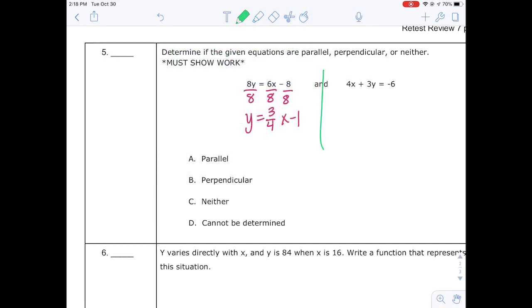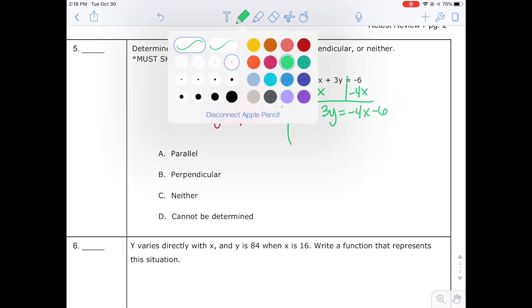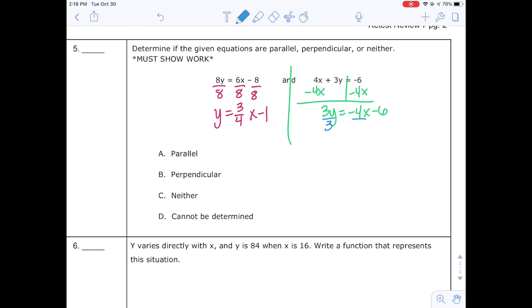For this problem, there are two things I can do. I can solve for y the same way I just did, or I can find my x and y intercepts. Because I just solved for y, I'm going to solve for y again. So I move 4x to the other side. 3y equals negative 4x minus 6. Divide everything by 3. So y equals negative 4/3 x minus 2.